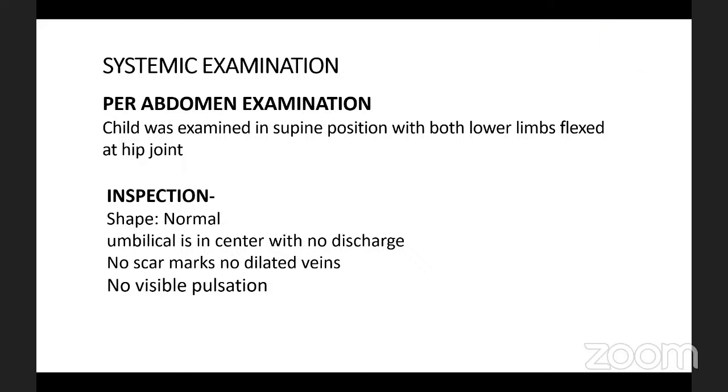Per abdomen examination: the child was examined in supine position, both legs flexed at the hip joint. Why do you flex the lower limbs? To relax the abdominal muscles, to palpate. Very good. Inspection: shape normal, umbilicus in the center with no discharge, no scar marks or dilated veins, to rule out portal hypertension. Why do you look for discharge in the umbilicus? No expectation at that point, sir. No scar marks, no visible dilated veins.